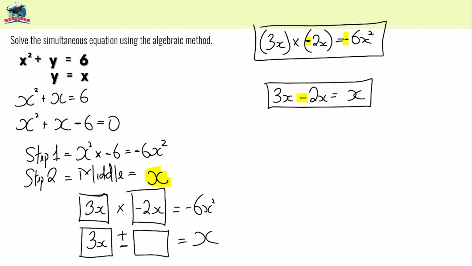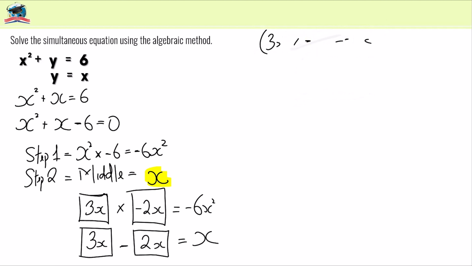If we subtract it from 2x, it should give us x. But that means the plus is not going to work. It's only the minus that's going to work. So let's remove the plus. So that's going to be it. So good. Let's remove this. We're done with it. That finishes the job.